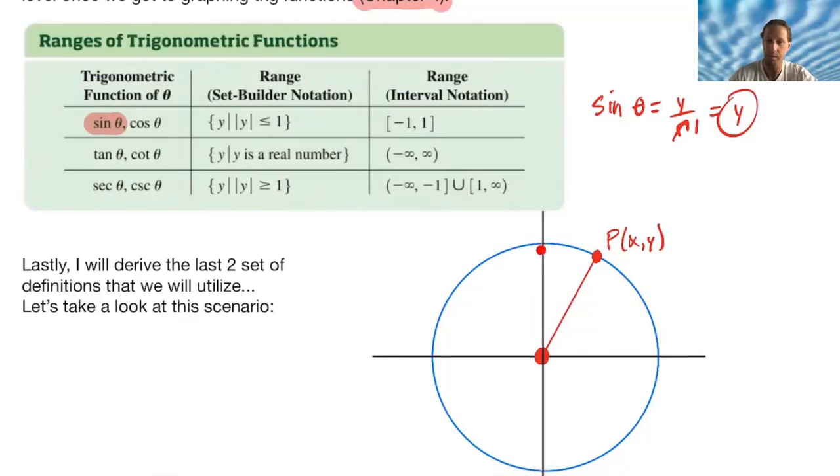The maximum highest point we got was 1. The minimum lowest point is -1. And of course, we would get everything else in between back to 0.